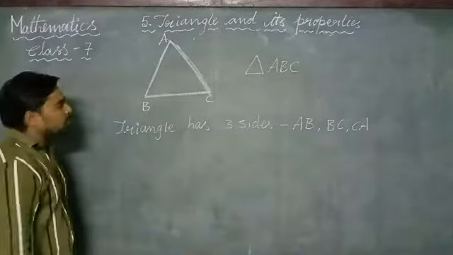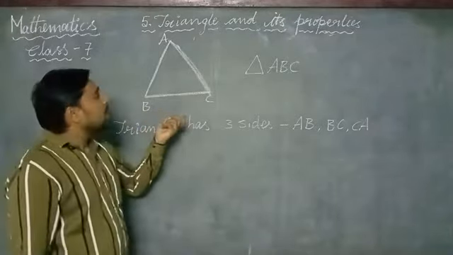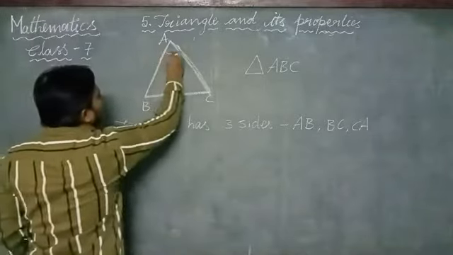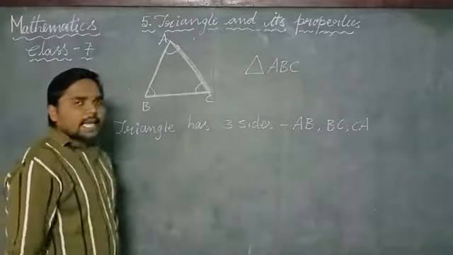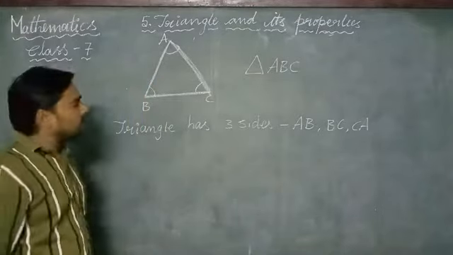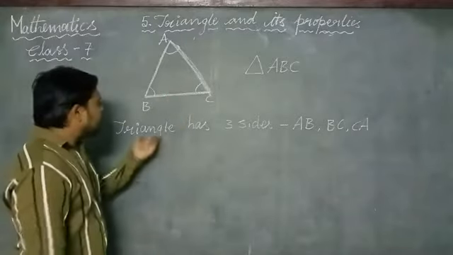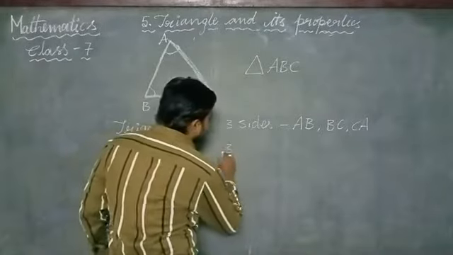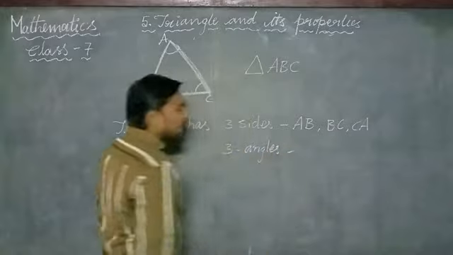Now let us see the angles of a triangle. Where are the angles located? Angles are between two line segments. How many angles are there in the triangle? There are three angles in the triangle. A triangle has three sides and a triangle has three angles. What are the angles?